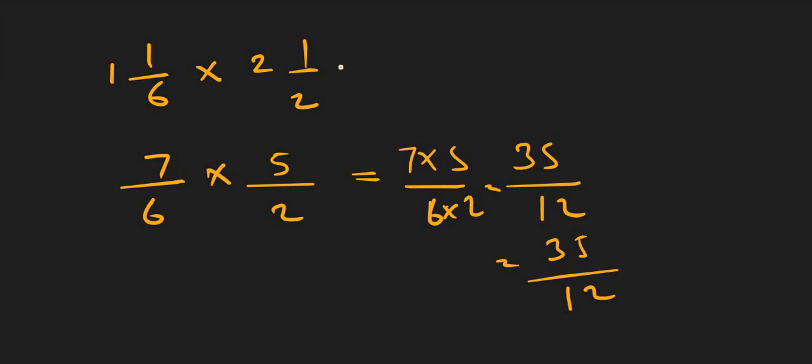You can write this as a mixed fraction, that is 2 into 12 is 24, 24 plus 11 is 35. Now let's look at division of fractions.